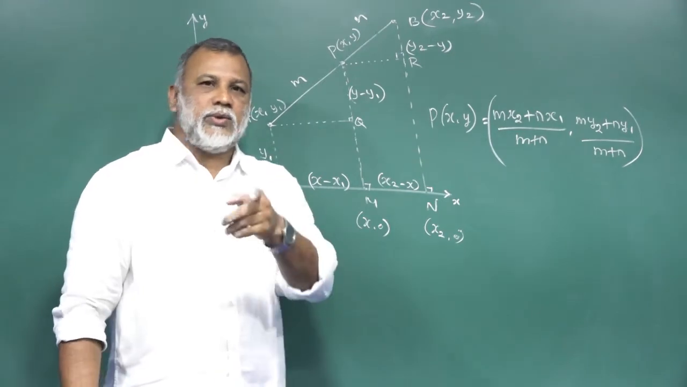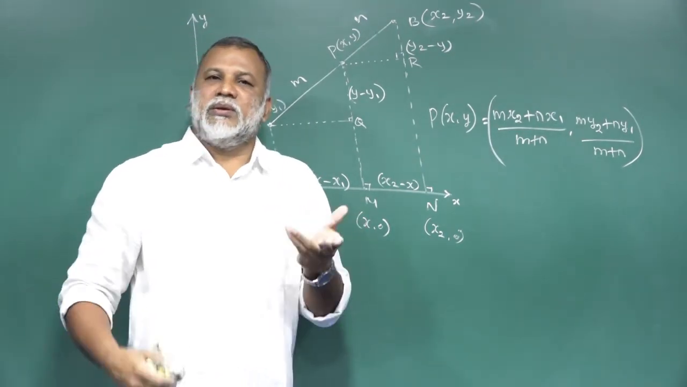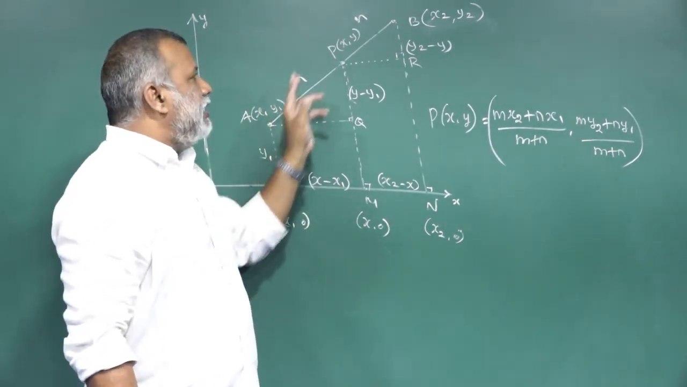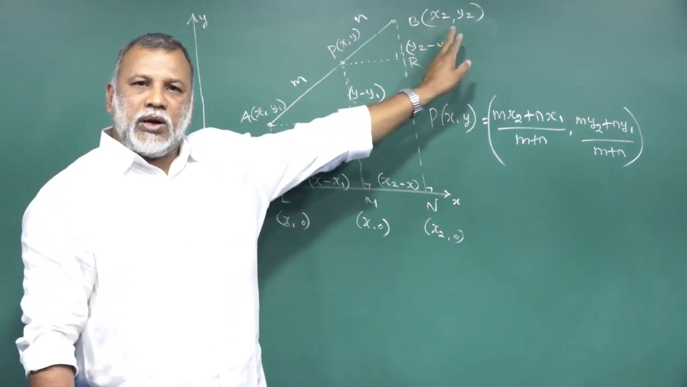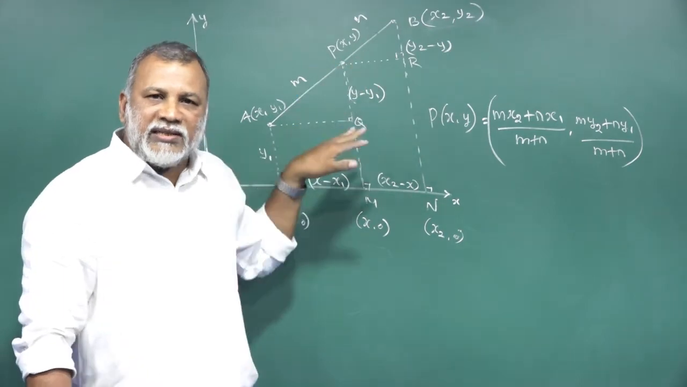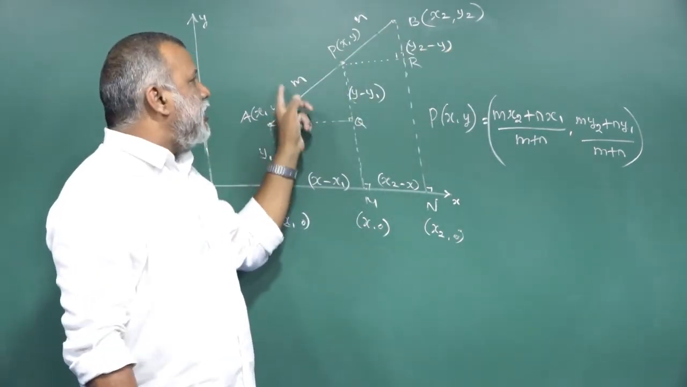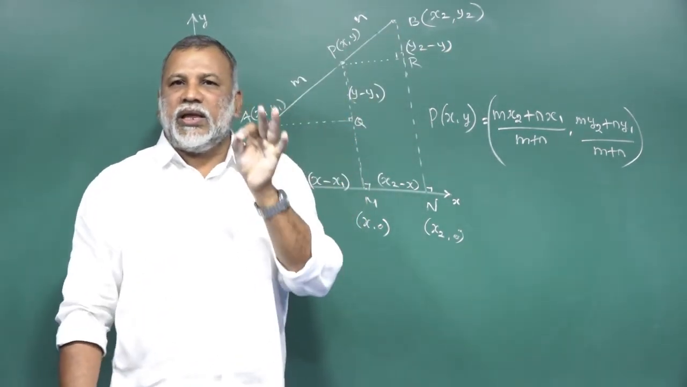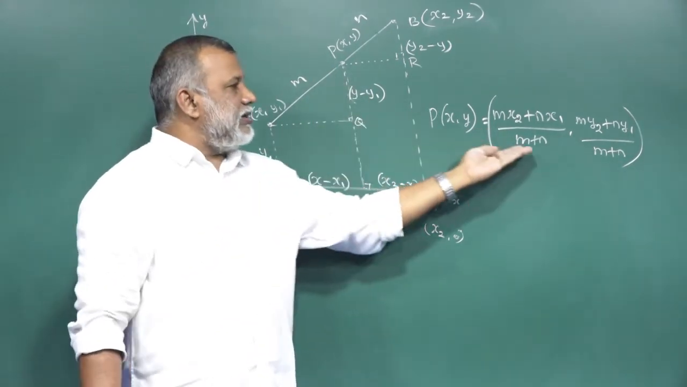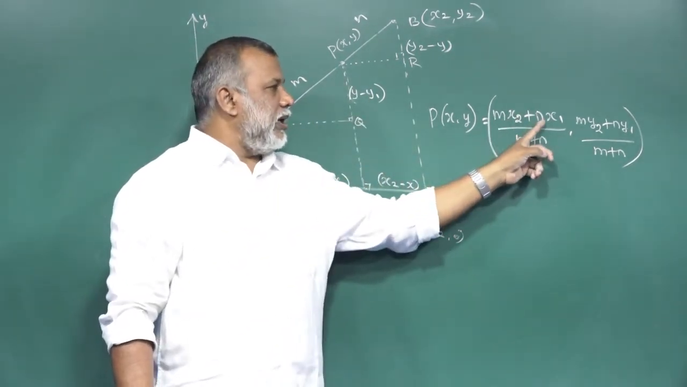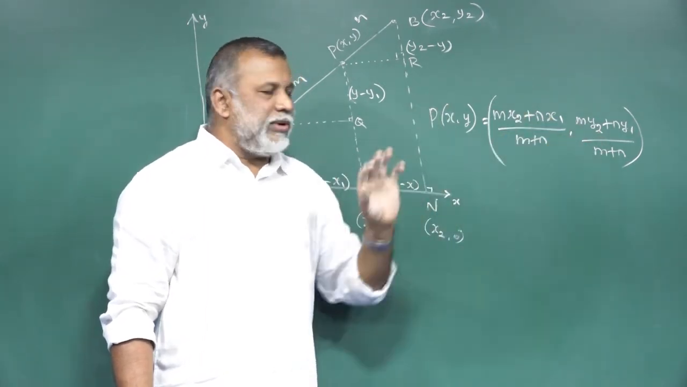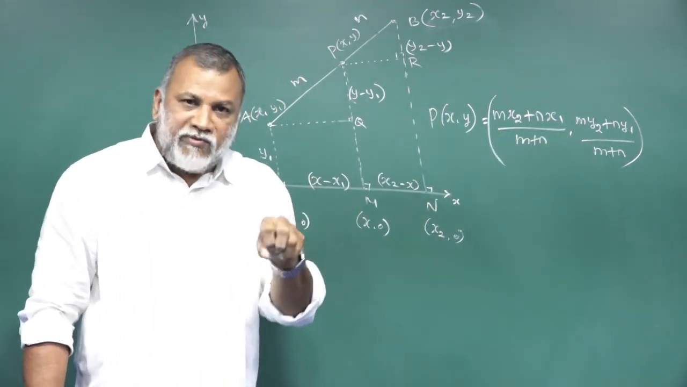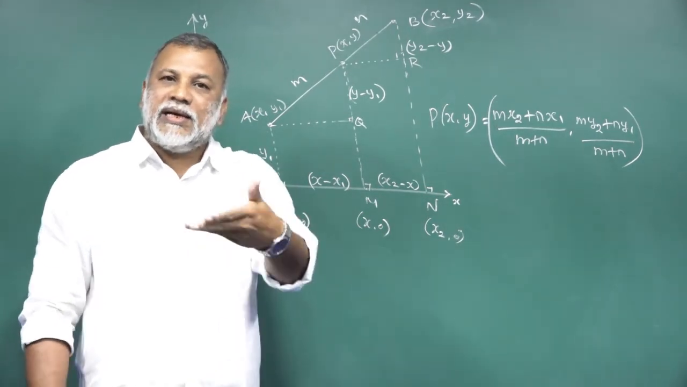In your lower classes you are using the word section formula. What is the meaning of section formula? The line joining the points A of x1 comma y1 and B of x2 comma y2. P divides the line segment internally in the ratio m is to n. This is called internally. So then we can get this result, mx2 plus nx1 divided by m plus n, my2 plus ny1 divided by m plus n. In the same way we have one more result, that is externally.